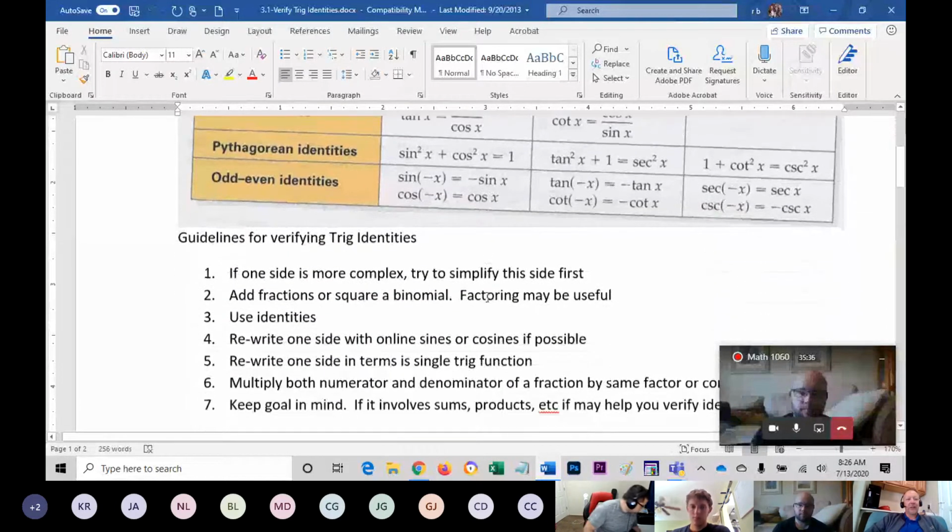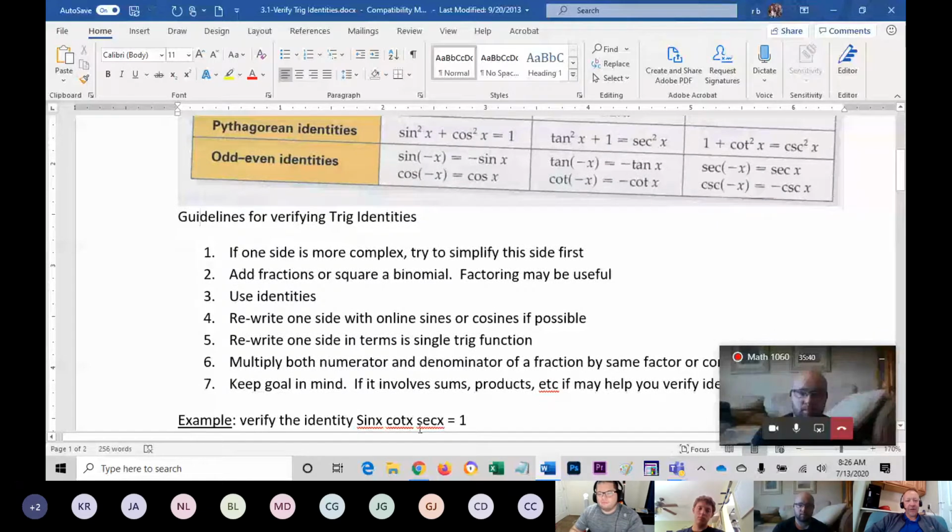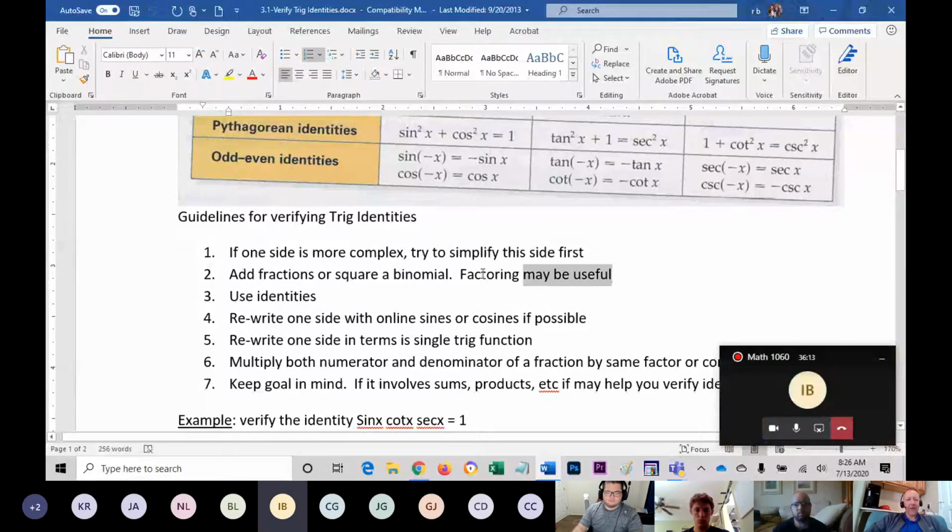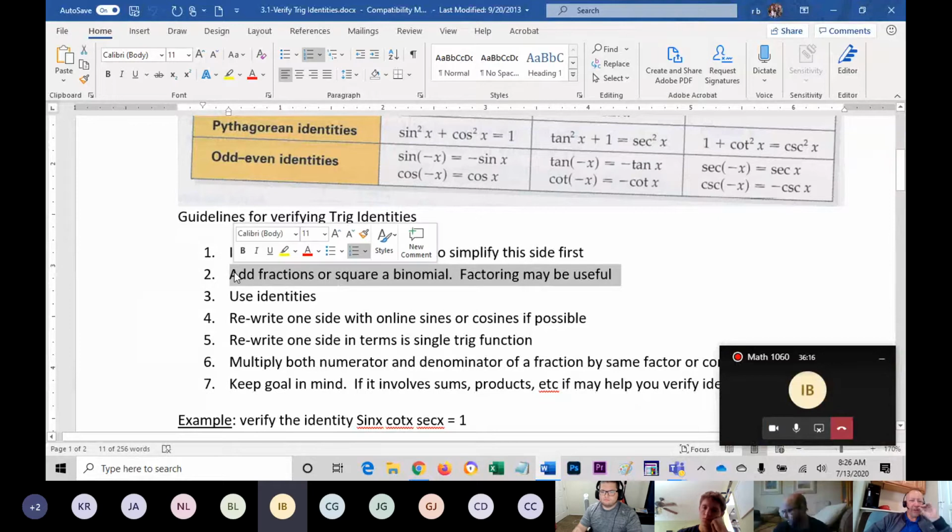Okay, so guidelines. These are some guidelines, and we will verify this identity down here in a minute. Guidelines for verifying trig identities. If one side is more complex, try to simplify that side first. We're going to verify this one in a minute. This side is definitely more complex, so this is the side you should work on. Another tip, and you won't use all 7 of these tips, but you should know these. Add fractions or square a binomial. Factoring may be useful.